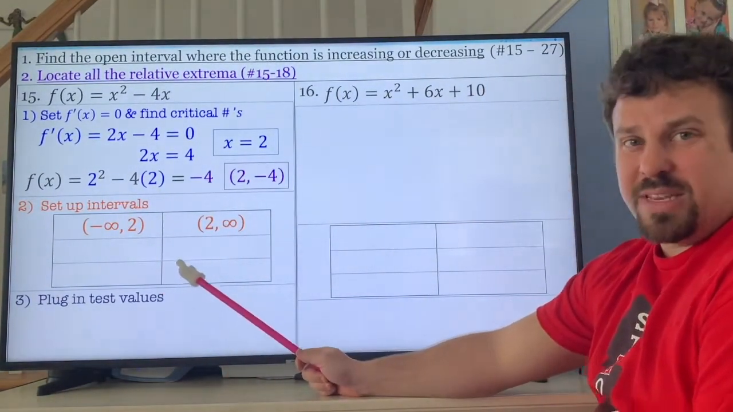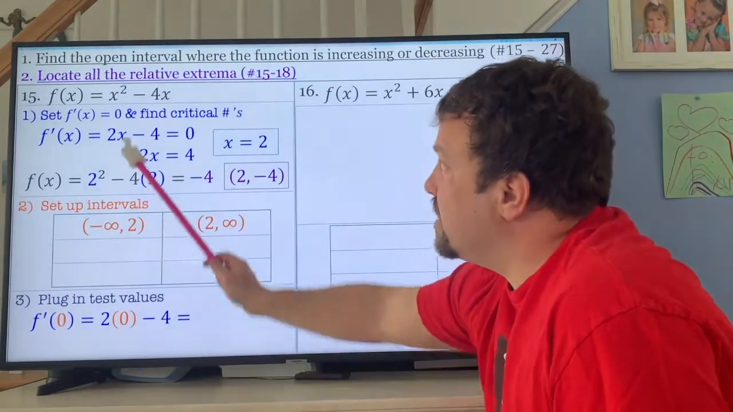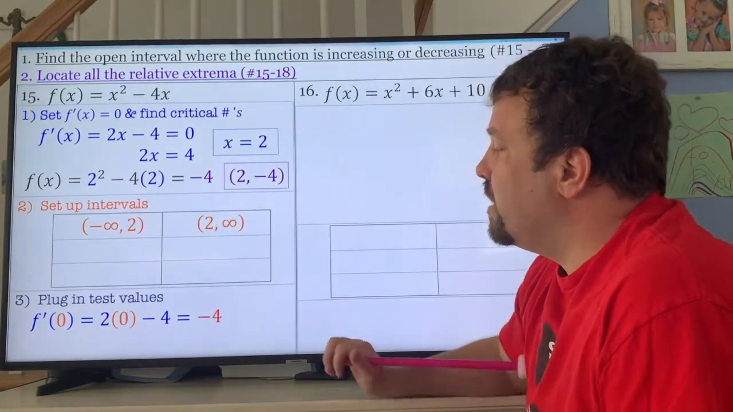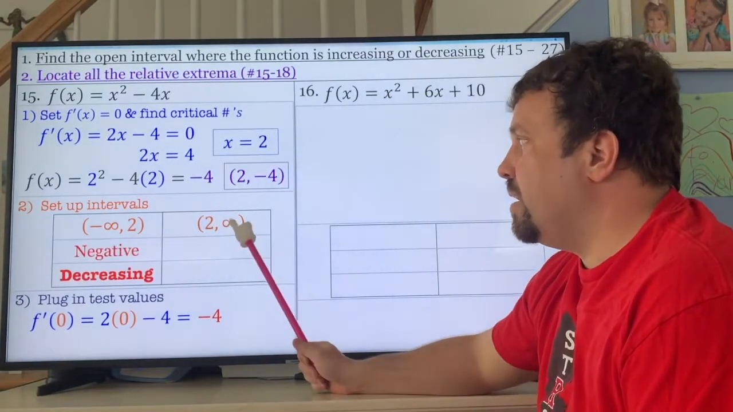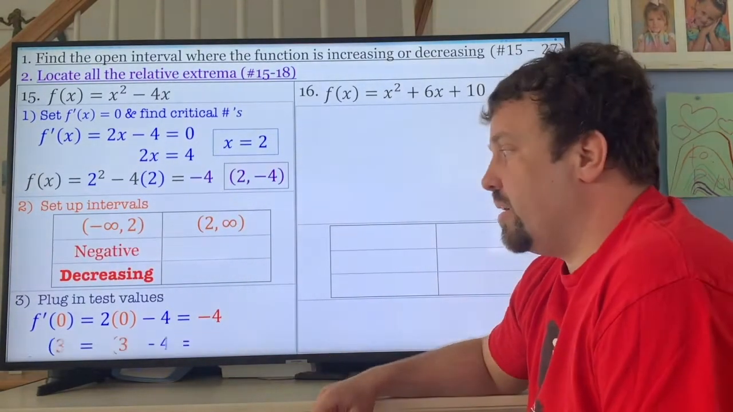Pick a test number. Hopefully you picked a number. I picked an easy number like 0. When I plug 0 into my derivative, 0 minus 4 is -4. Negative numbers mean my graph is decreasing. Then you pick a number between here. I picked 3. I don't know what you picked.